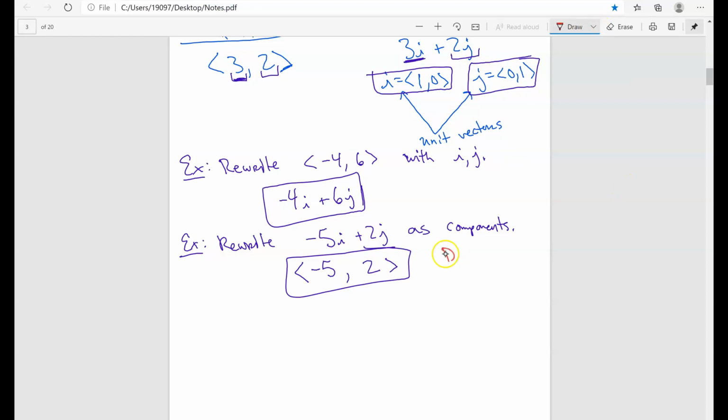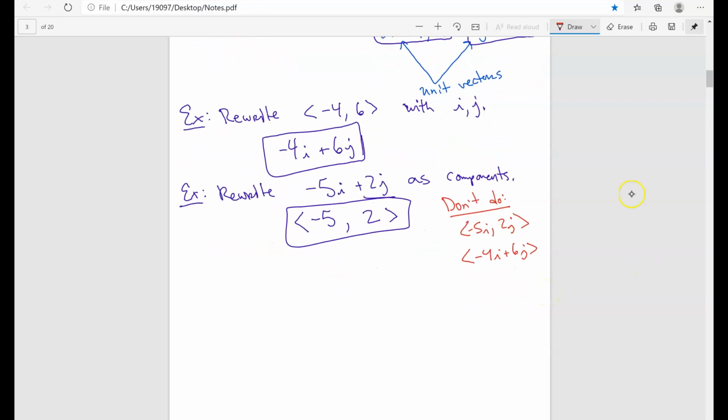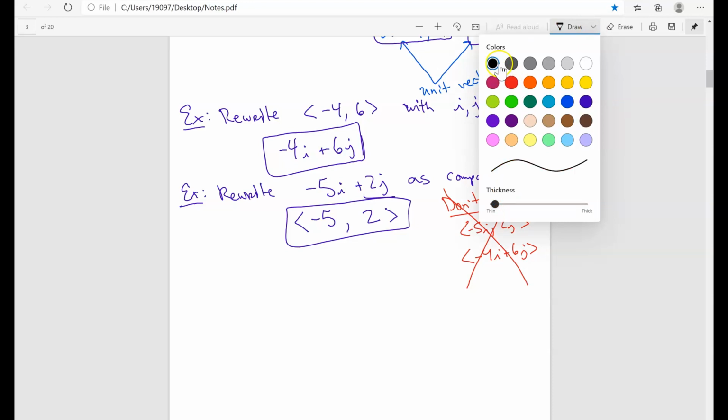One thing not to do is this: negative 5i 2j. This is not correct. Same thing with the other one. You don't want to write negative 4i plus 6j. That's not right, where you're trying to combine two different things. So don't do that. That's not correct.